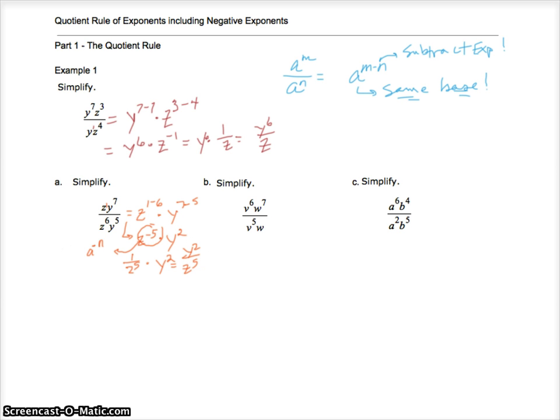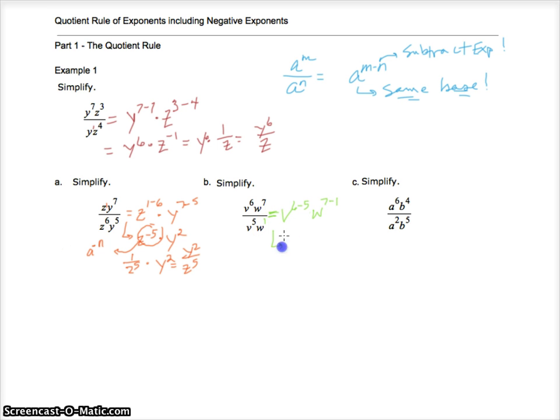Let's practice one more together. Part B says simplify v to the 6th, w to the 7th over v to the 5, w to the 1. So let's rewrite this using our quotient rule. V to the 6 minus 5, w to the 7, and that's w to the 1st power, so it's 7 minus 1.